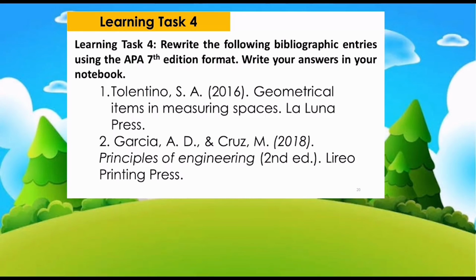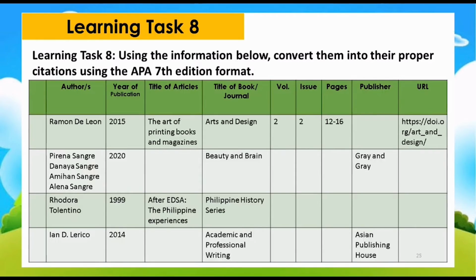Let's have another activity. Using the given information below, convert them into their proper citations using the APA 7th edition format. As you can see, we have the author given, the year of publication, title of articles, title of book or journal, volume number, issue number, pages, publisher, and the URL. I will give you 2 minutes.